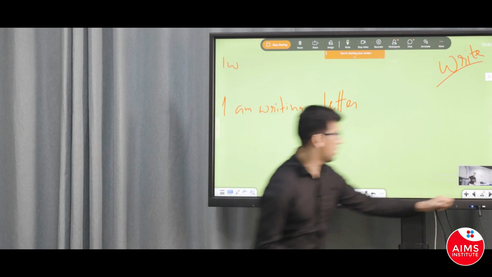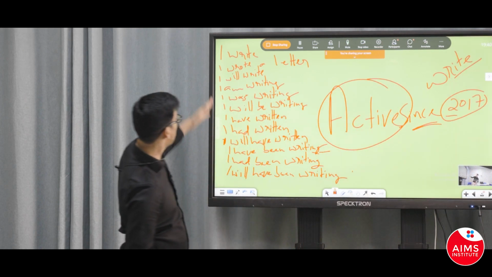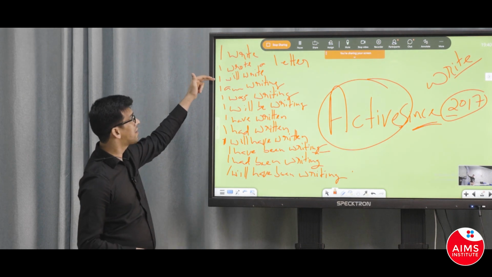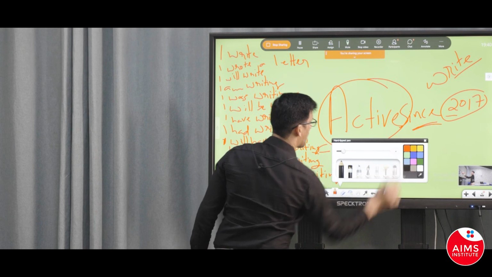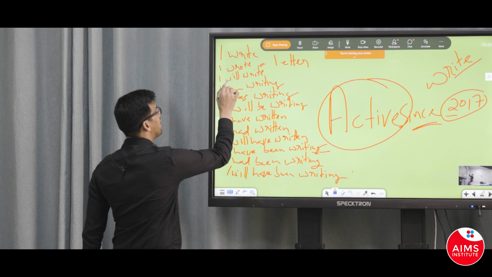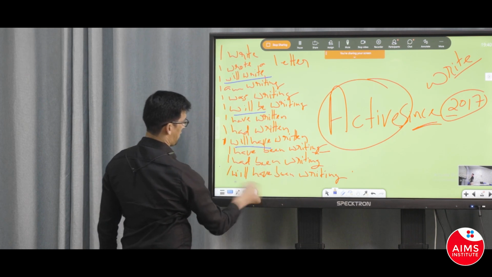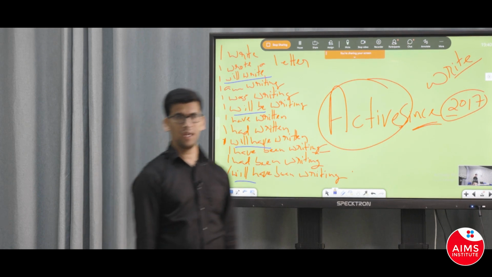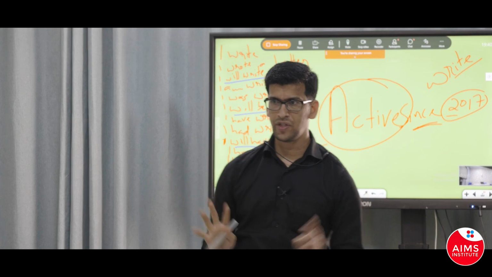Okay. If you talk about the first table here, you remember? I write, I wrote, I will write, I am writing, I was writing. In this, in all the future tenses, something was common. What is that? Will. Everywhere, will was common in future tense.